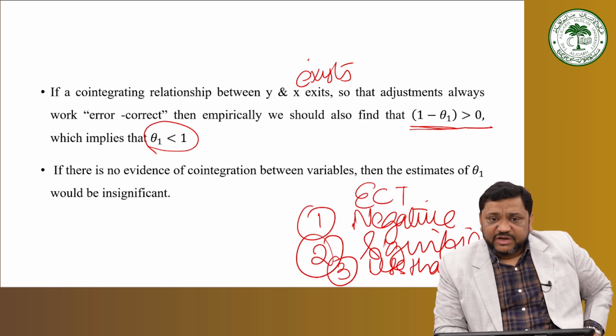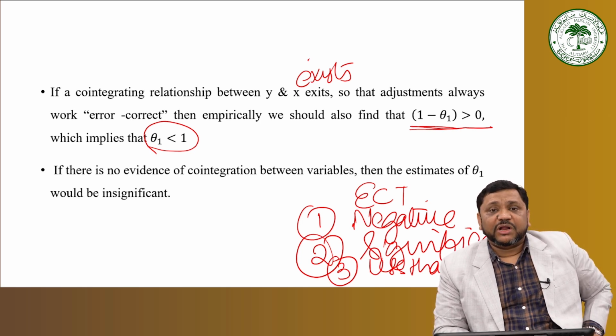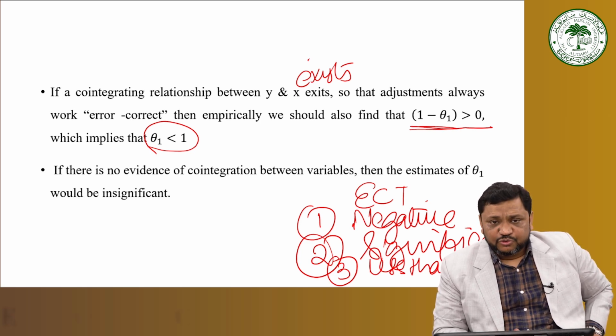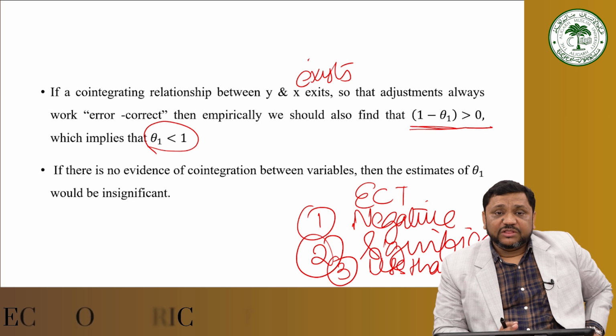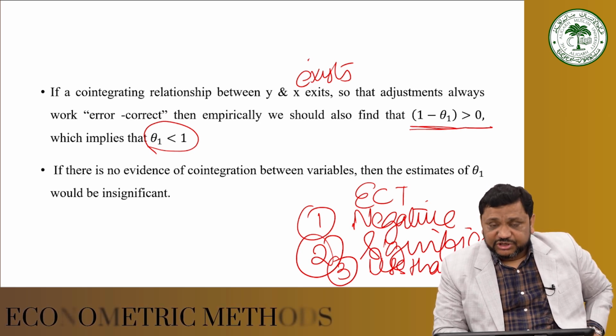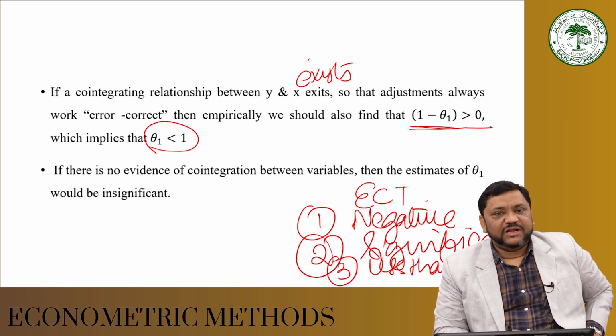Only when these three conditions hold can we say that there exists a cointegrating relationship, or a long run relationship, between xt and yt or any two or more than two series. There is a cointegrating or long run relationship only when the error correction term is negative, is significant and is less than 1. This is basically the sufficient condition.